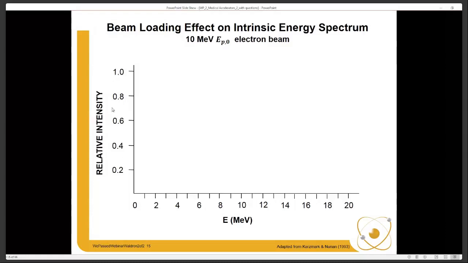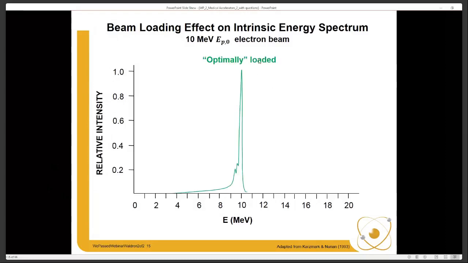Vertical axis is relative intensity. We could call it fluence quite easily, or relative fluence. The horizontal axis is the energy in MeV. And this one is going to be for a 10 MeV EP naught electron beam. So this would be a clinical 10 MeV beam, where the 10 MeV is the most probable energy at the surface of a water phantom or the patient or whatever.